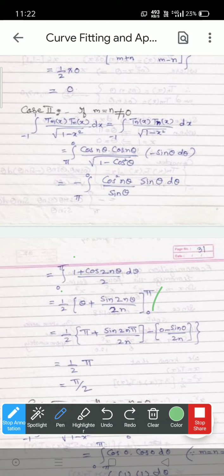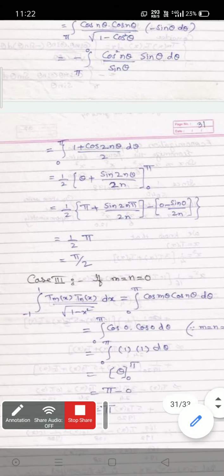So 1 by 2, put first pi: pi plus sine 2n pi divided by 2n, minus 0, minus sine 0 by 2n. So this is 1 by 2 pi. These terms are 0. Sine of 2n pi is 0, sine of 0 is equal to 0. So we get the result as pi by 2.